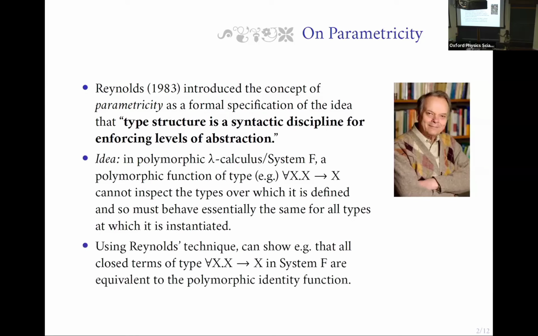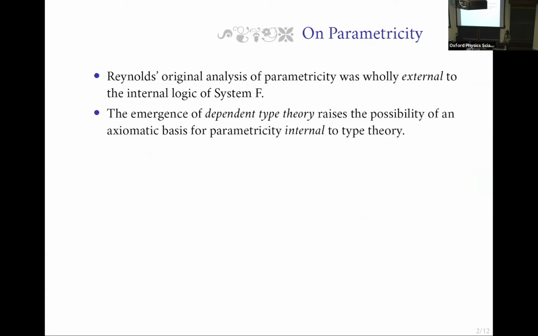And so, for instance, based on this, Reynolds was able to prove that actually all closed terms of this type in System F are equivalent to the polymorphic identity function. Like, you can't write anything else. And so Reynolds' original analysis of parametricity was wholly external to the internal logic of System F. But now that we have dependent type theory on the scene, this raises the possibility of doing parametricity analysis internally in the type theory itself, in its internal logic.